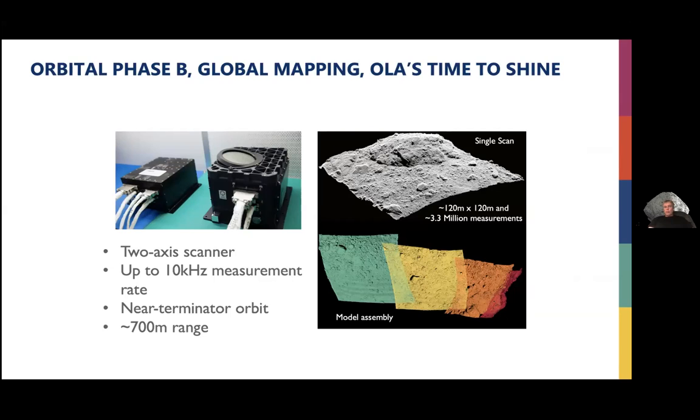Okay, now we're moving to orbital phase B. I think I'm talking a little longer than we wanted, but sorry. So this was our time to shine. Here we moved to about 700 meters away from the asteroid. On the top right here, we had one of these little 2-dimensional scans. This was about 120 meters by 120 meters of the asteroid, 3.3 million measurements in a single scan, and they took 5.5 minutes to take. You can see there the amount of detail is already amazing.